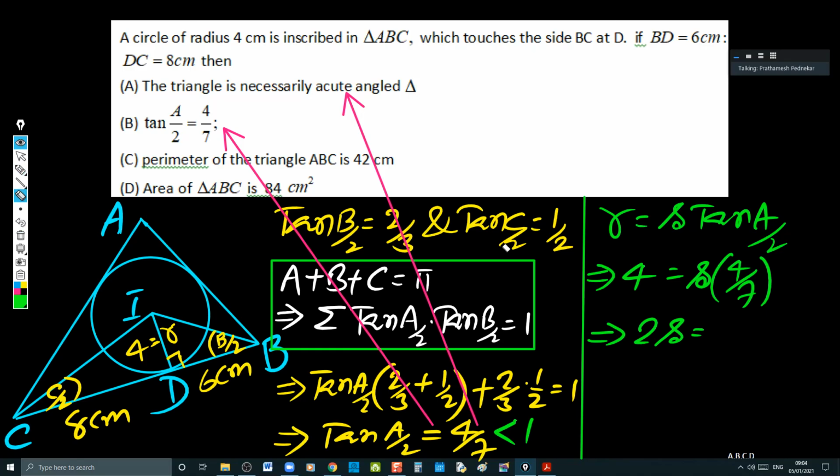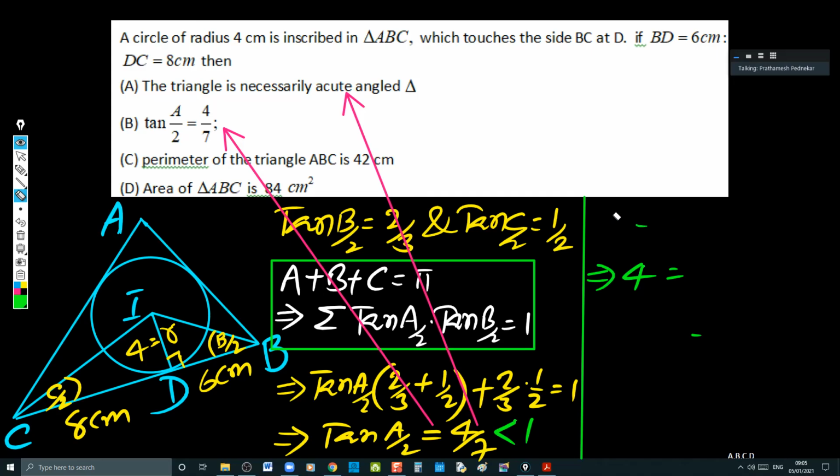Sir, jaha pe circle C ko touch karta hai na, usse P le lo, to PC is equal to CD ho jayega, and AP ko jaha pe touch karta hai usse Q le lo, to QB is equal to QD ho jayega. ठीक है, फिर अभी tan A by 2 4 by 7 आया ना, इससे AP 7 आ जाता है, तो AP is equal to AQ, तो AP 7, perimeter 42 आ जाता है. Half into base into height we can apply for this.